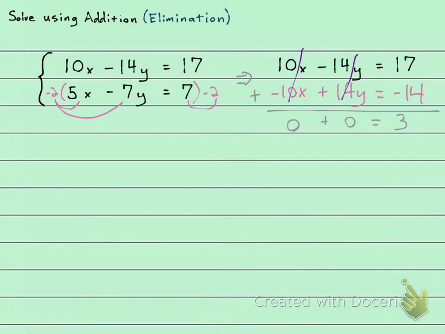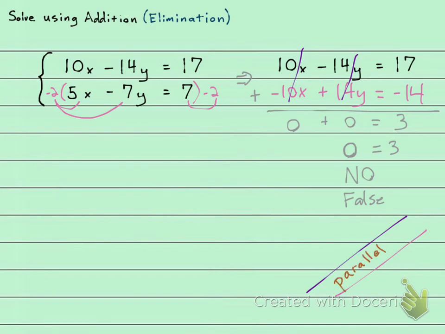So the answer is either going to be no solution, because the lines are parallel, or infinitely many solutions because the lines are right on top of each other and they coincide. So let's see if we have a true statement or a false statement. 0 plus 0 is 0. Does 0 equal 3? No. 0 does not equal 3. So this is a false statement, which means that these lines are parallel.